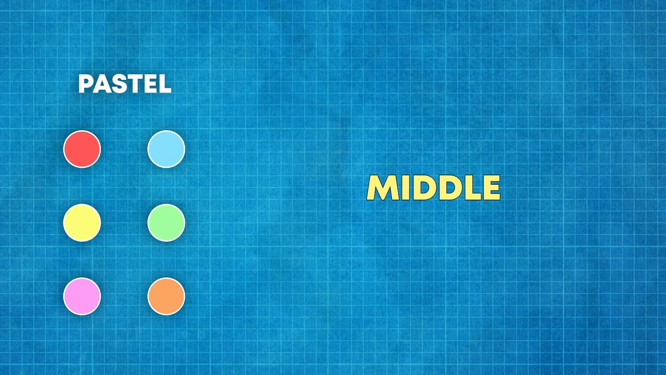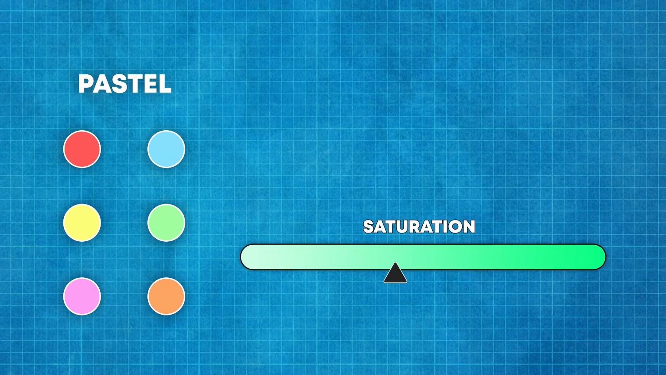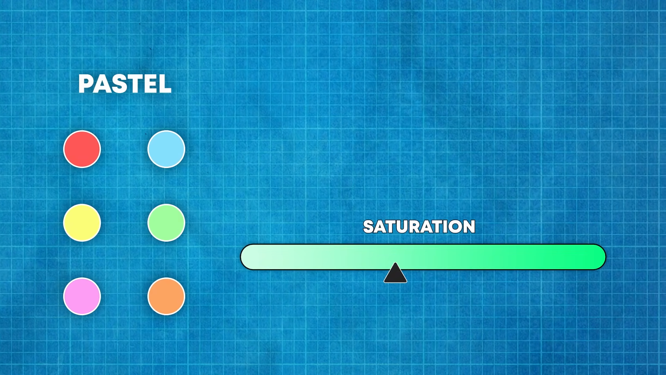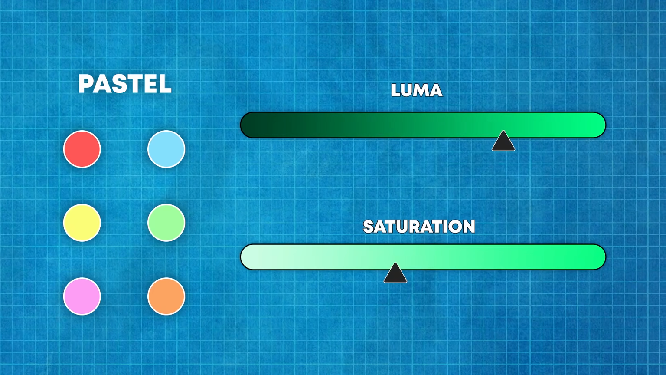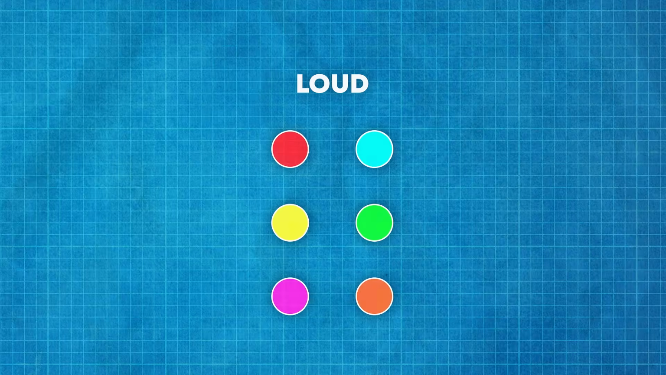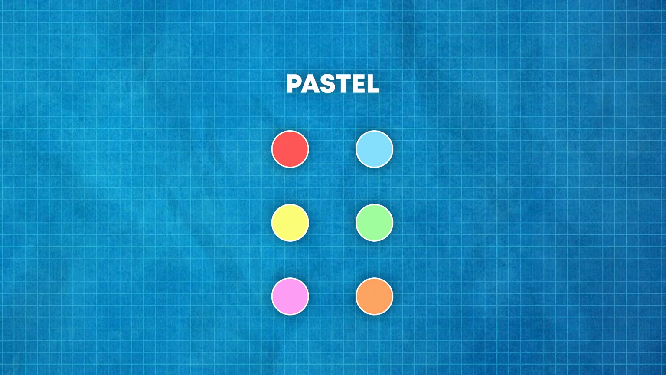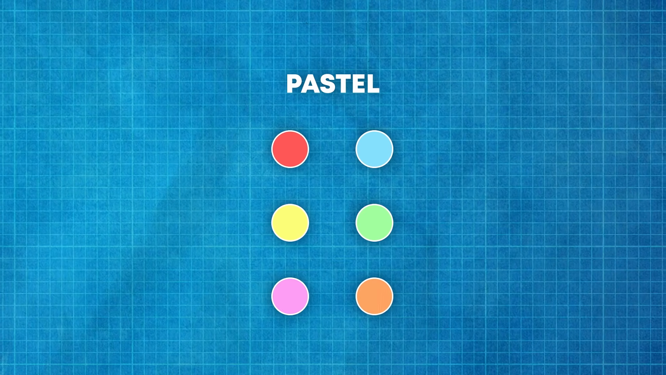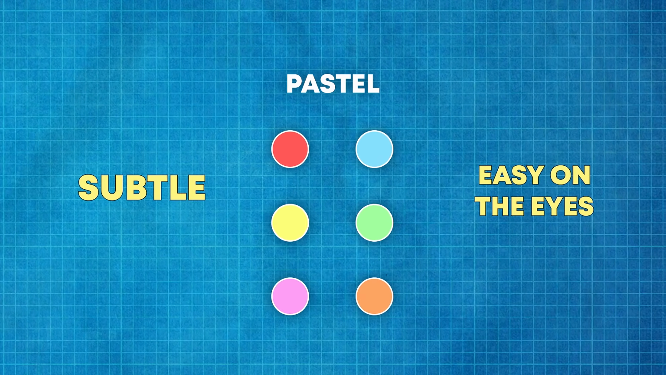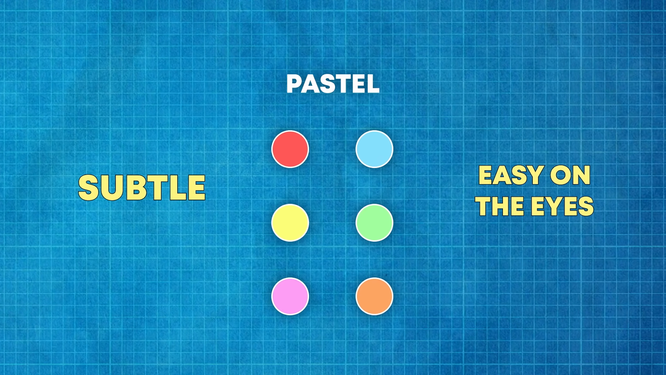Pastel colors would fall somewhere in the middle. These are hues that are lower in saturation, but not dark like neutral colors. Let's take the same loud colors as before and mute them. These would be pastel colors. Pastel colors are subtle and easy on the eyes while still providing a pop of color.